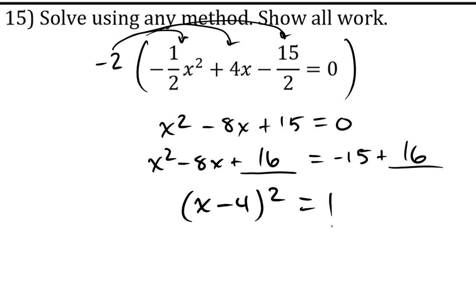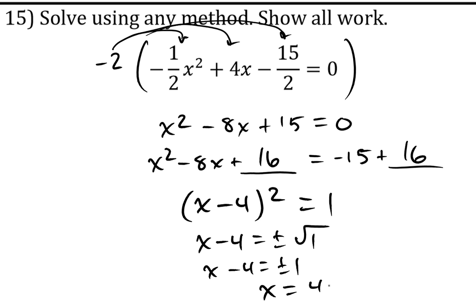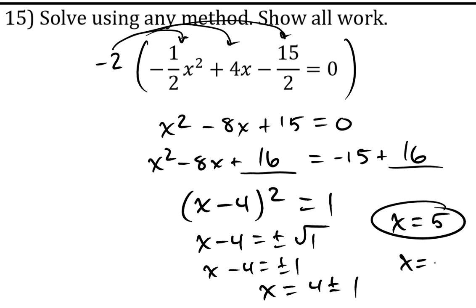I take the square root of both sides. x minus 4 equals plus or minus the square root of 1. Square root of 1 is such a nice number. It's just 1. So x minus 4 equals plus or minus 1. Solving for x, x equals 4 plus or minus 1. So there's two answers there. When I add, I get that x is equal to 5. And when I subtract the 1, I get that x is equal to 3. There's my two solutions.